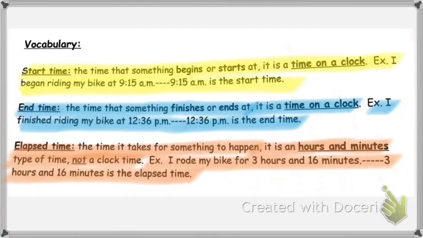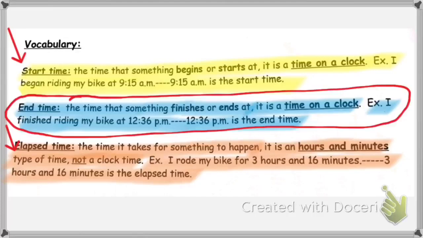For today's lesson, I will be given a start time. We'll know what time the person started doing something. I will be given the elapsed time. We'll know how long they did it for. And what I'm going to need to find out is the end time. What's the exact clock time that they finished at?